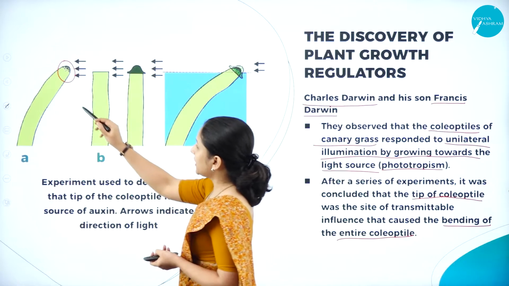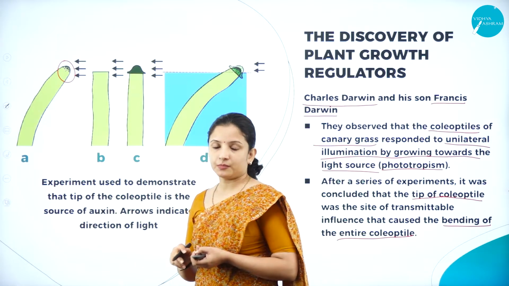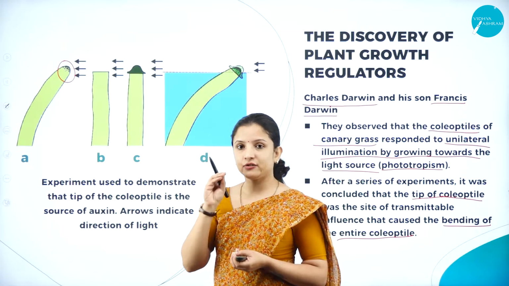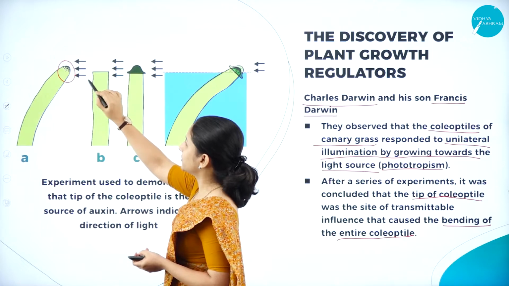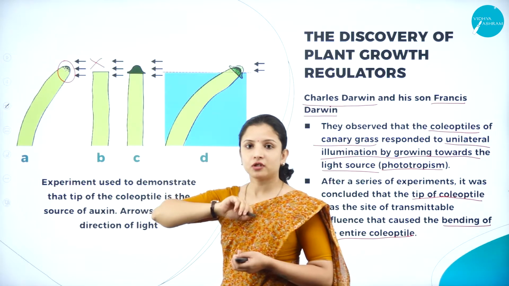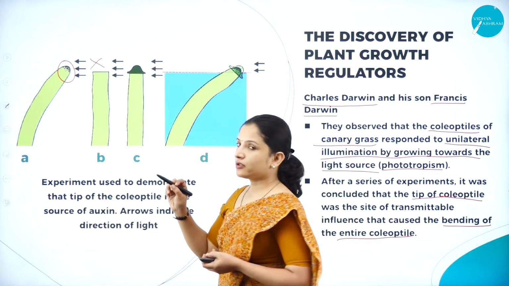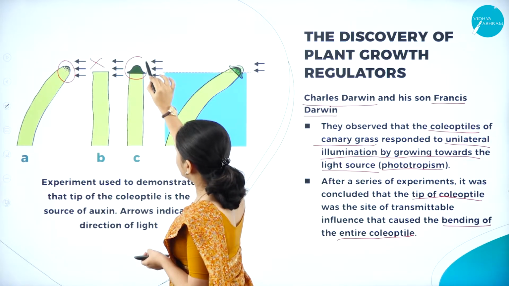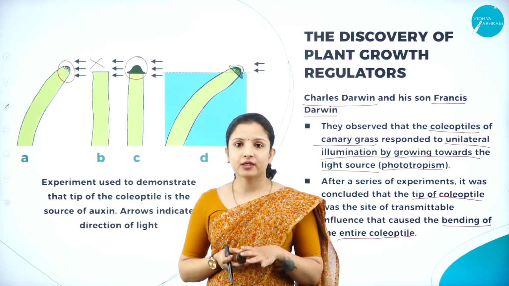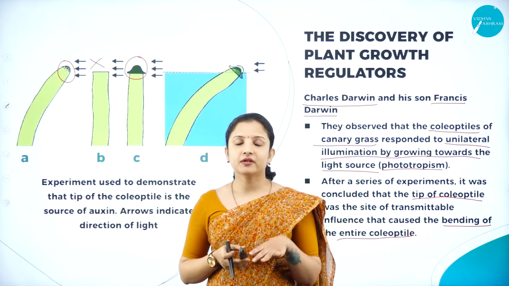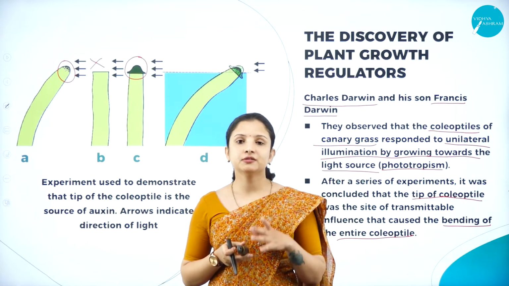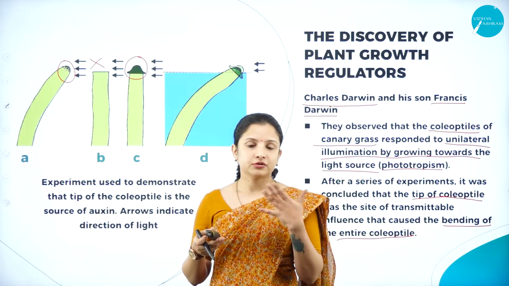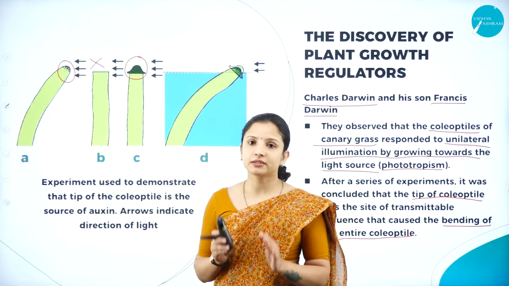What he did was, he took the shoot region of the plant, that is the seedling along with the coleoptile, and he cut the tip of the coleoptile. He completely cut the tip of the coleoptile. Next, he took an agar block and he covered the cut tip. After a few days, he noticed that in spite of covering it with the agar block, in the absence of the coleoptile tip, the shoot did not grow at all. It had stopped its growth there.